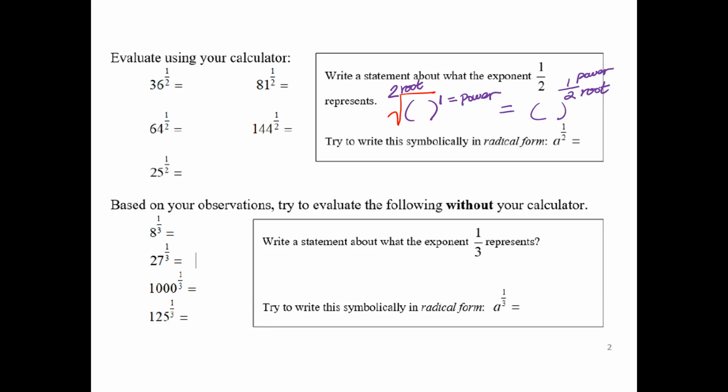All right, so looking at this right here, let's evaluate this. So I'm going to do 36 to the 1 over 2 power. So another way of writing this, you guys, is just square root 36, which, if you have your calculator, is going to give you a 6.